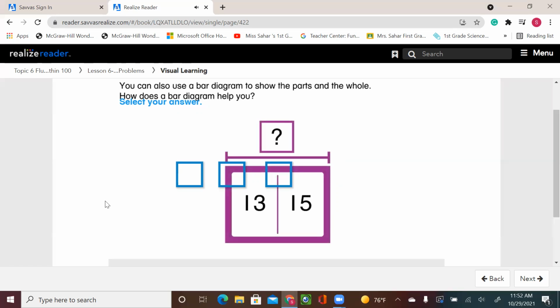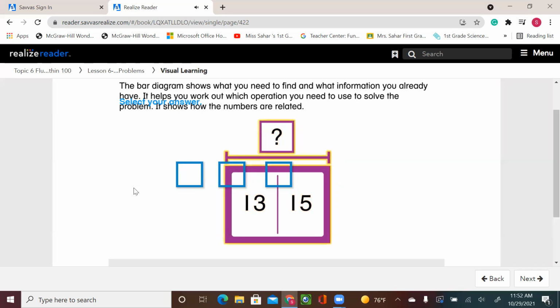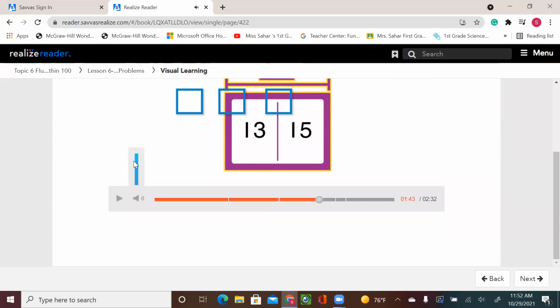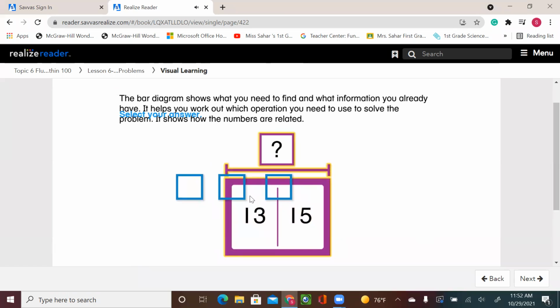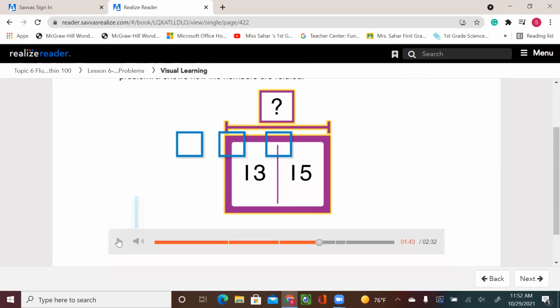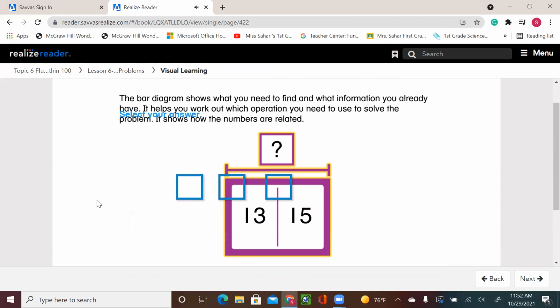You can also use a bar diagram to show the parts and the whole. How does a bar diagram help you? The bar diagram shows what you need to find. As you see, for the bar diagrams, we have the two parts added and we need that missing information. It shows what information you already have. It helps you work out which operation you need to use to solve the problem. It shows how the numbers are related.